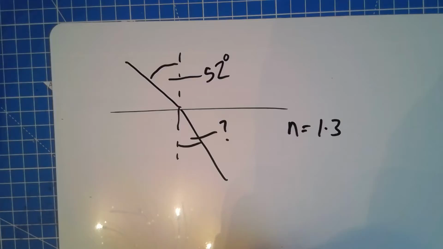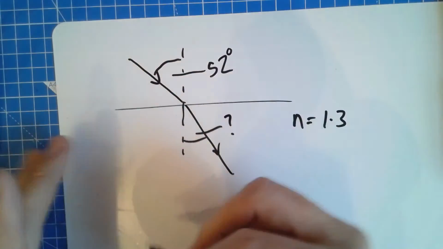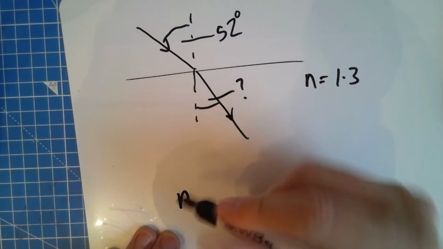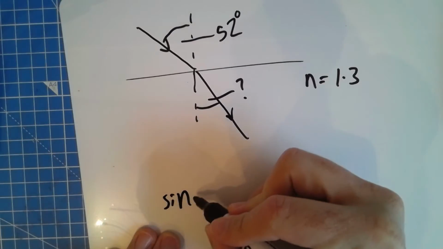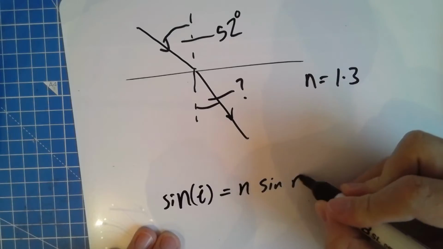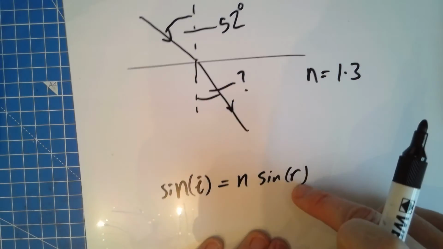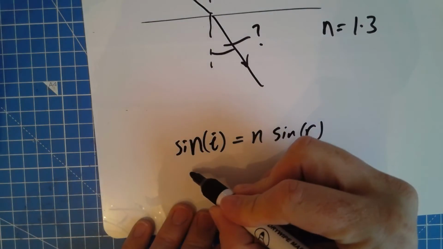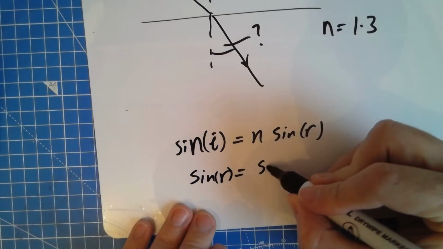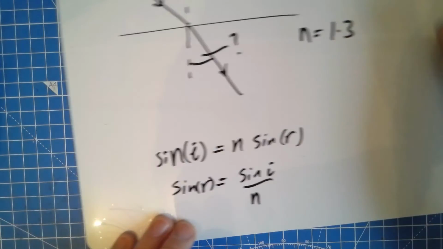What you might also have to do is one that looks like this, where we don't know what this angle is. So we start off again with sine I is equal to N sine R. I've got the refractive index, I've got the angle of incidence, it's the angle of refraction that I want to know. So I'll rearrange this to give sine R is equal to sine I over N.